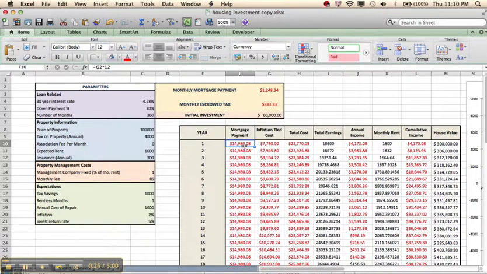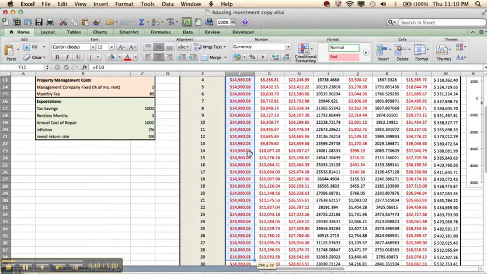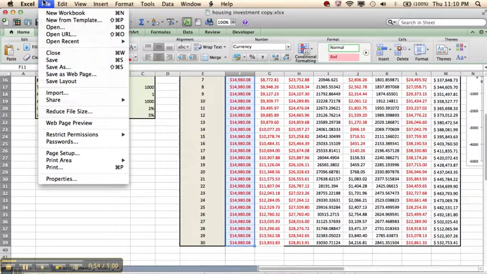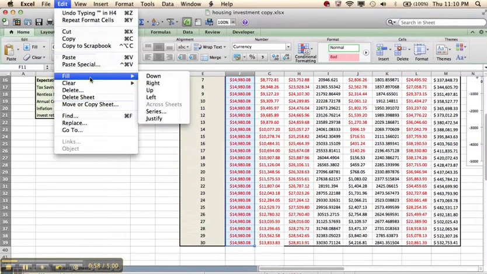So the mortgage payment for the first year, and this is a yearly mortgage payment, will be the monthly payment multiplied by 12. Okay, so that's G2 multiplied by 12. And that's what we have here, right? So now what we could do is take this. Let me first erase all of these numbers. I'm first highlighting them, and then I'll say Edit, Clear.